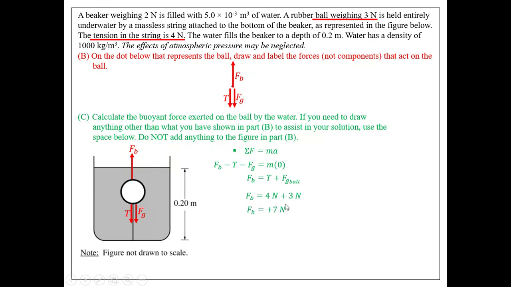So we can say that F of B has a magnitude of 7 newtons, but it didn't say just the magnitude. So once again, to be proper, I want to put the plus sign there because for this problem, F of B points up. If your instructor doesn't really care, you can just say 7 newtons. That is the answer for C.